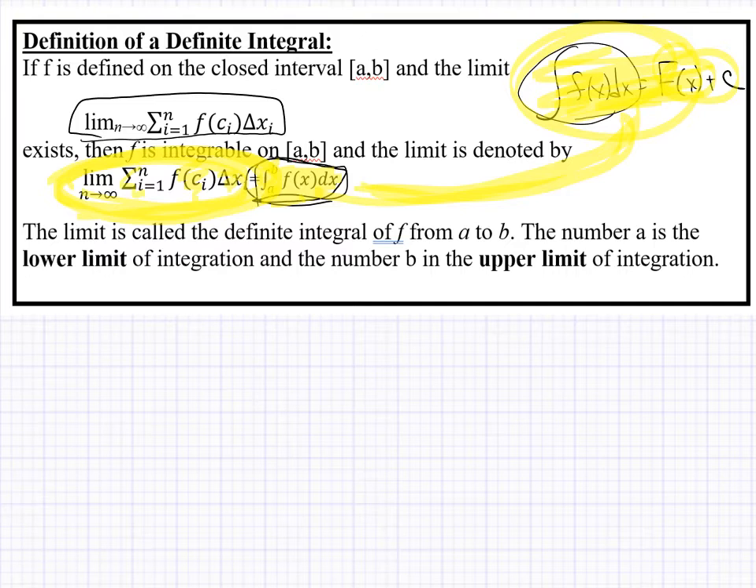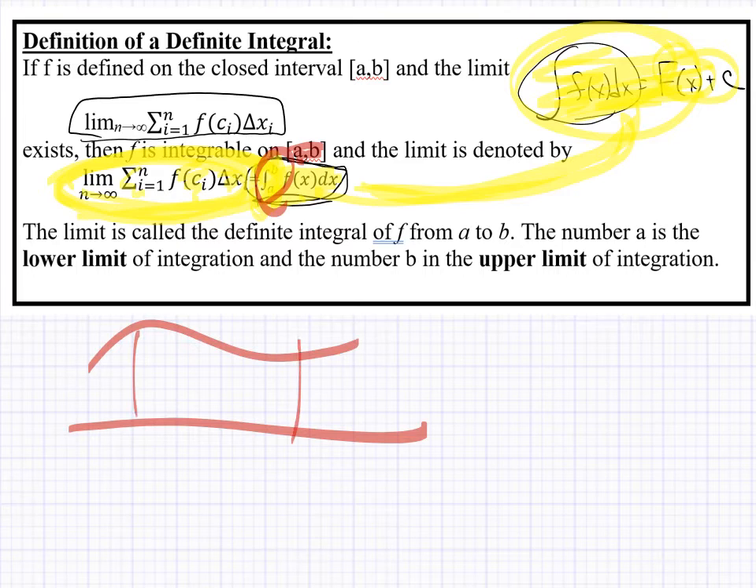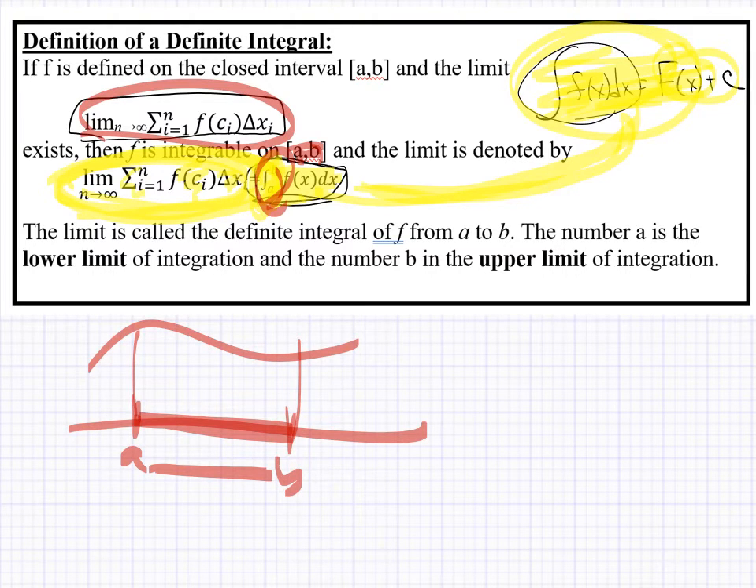A couple of things here. This a to b here on this integration is the same as the a to b that was the interval we were working with for the area. That distance is the distance along the x-axis. It's an interval on the x-axis. That's the same a to b that we were working with just a second ago. a is called the lower limit of integration, and b is the upper limit of integration.